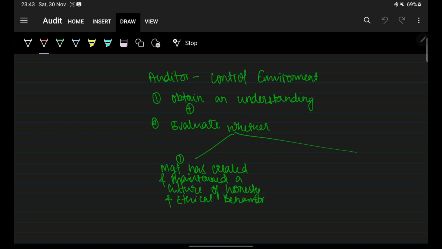What else did we see? The second point being, he has to evaluate whether the strength of the control environment provides a strong foundation for the other components.